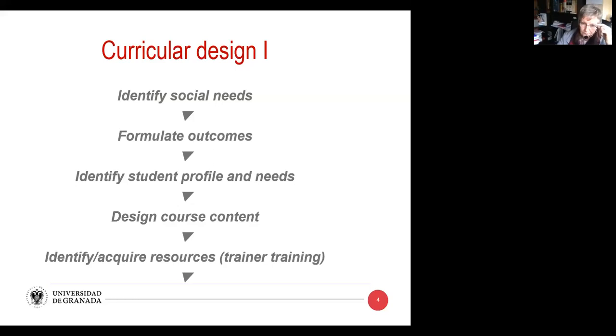Once we've identified student profile and their needs, we need to look at the content of the program. That is, how are we going to structure the program in order to take our students from A to B in a logical progression, in a logical fashion? What elements do they need to learn? What elements of declarative knowledge? What more procedural abilities do they need to develop? What critical approaches do they need to develop, and how do we do that?